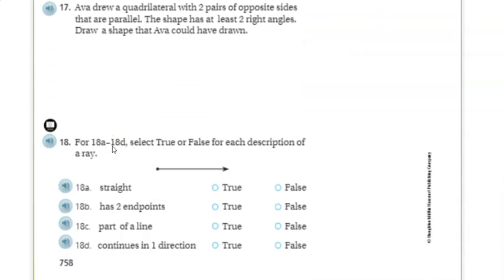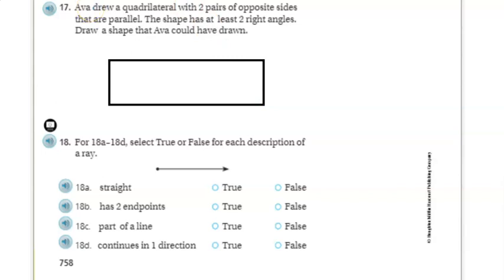Ava drew a quadrilateral with two pairs of opposite sides that are parallel. The shape has at least two right angles. Draw a shape that she could have drawn. So get out your pencil and get drawing. All right, so I'm going to draw a shape.